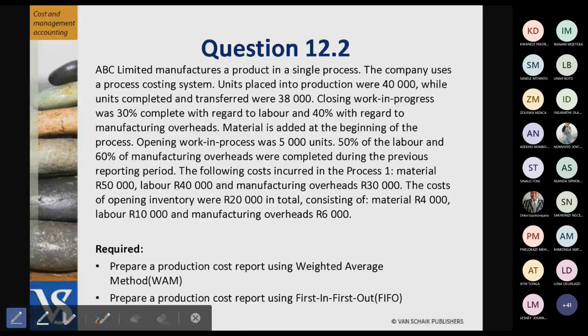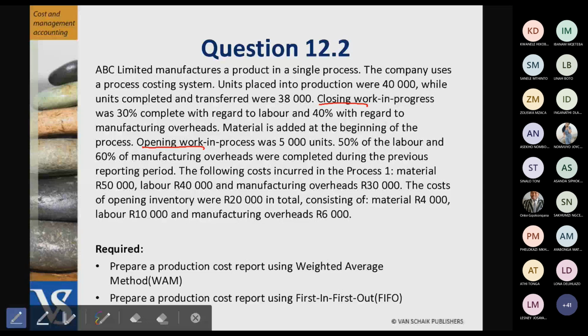Now you could notice here, guys, we've got the opening balance as well as your closing balance. So you need to apply a certain method, that is, between your weighted average and your first in, first out. The following costs were incurred in the process: material 50,000, labor 40,000, and manufacturing overheads 30,000. The cost of opening inventory was 20,000 in total, consisting of material of 4,000, labor of 10,000, and manufacturing overheads of 6,000. Then they say, now prepare a production cost report using weighted average method.